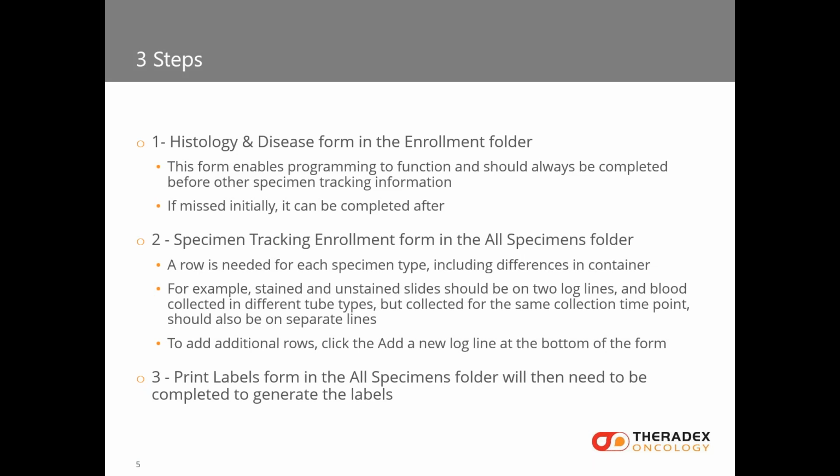There are 3 steps to complete so that labels can be generated. First, complete the histology and disease form. This form enables programming to function and should always be entered before the other specimen tracking information is completed. Second, complete the specimen tracking enrollment form. A row is needed for each specimen type, including differences in container. Lastly, complete the print labels form.